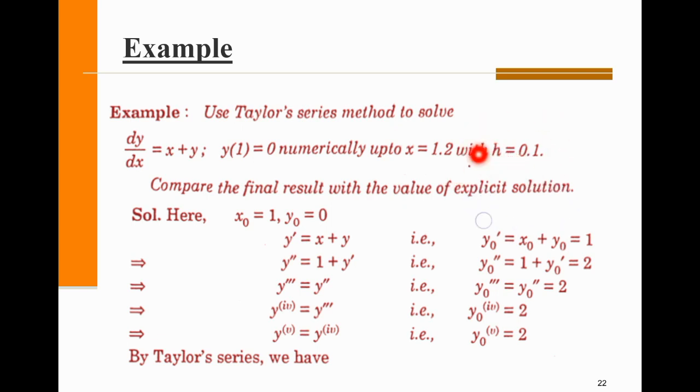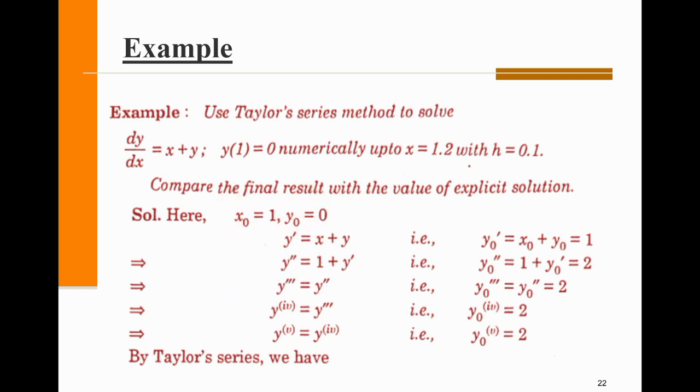Now what is the meaning of step size 0.1? We have been given the value of x equal to 1. That means we will take two steps. First of all, we will calculate the value for 1.1, and then we will calculate the value at 1.2 with the help of 1.1. So let us find the first step, at which x0 is 1 and y0 is 0.